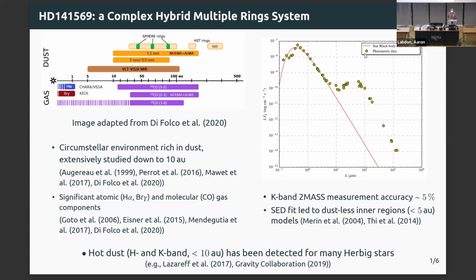Also, a significant amount of gas was detected, with CO emission ranging between 10 and a few hundred AU, and hydrogen line emission constrained inside the first 1.2 AU of the system. Very little information is known about the very inner regions. The system was observed with milliarcsecond resolution through the Keck interferometer and with Pionier, but the instruments were not able to resolve the system.